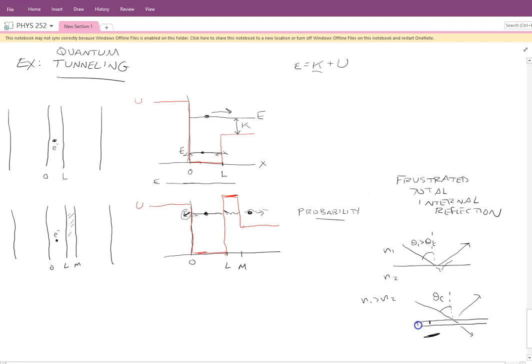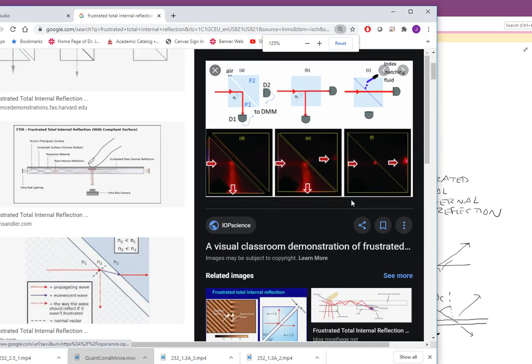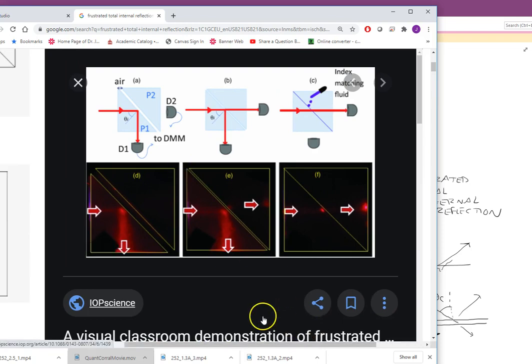Now again, this layer has to be really, really thin in order for you to see this. But let me show you guys. I'm just going to do a Google search, the easiest thing to do, and I did one right here on frustrated total internal reflection. I want to draw your attention to these pictures over here. What you see are two plastic prisms, and there's an air gap. You can see that air gap right there. Now, this air gap is thick enough that you're seeing total internal reflection.